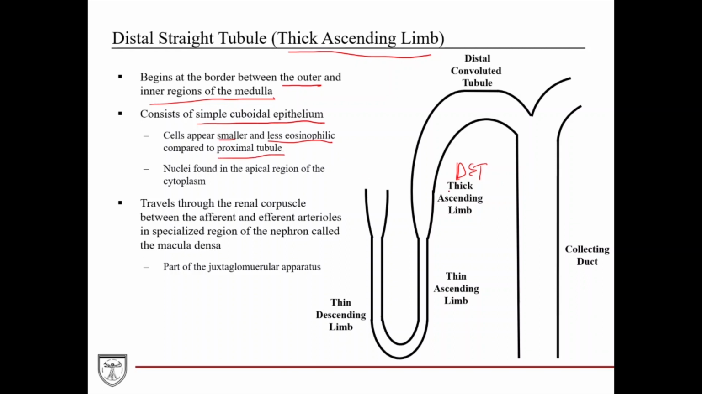Although it handles a significant portion of sodium reabsorption, there's not as much cellular transport involved as in the proximal tubule. And then the nuclei are found actually in the apical region of the cytoplasm. This is kind of a unique feature.